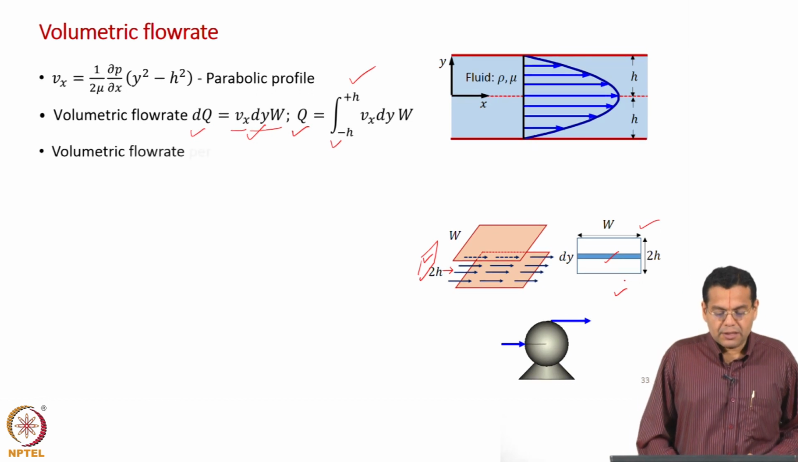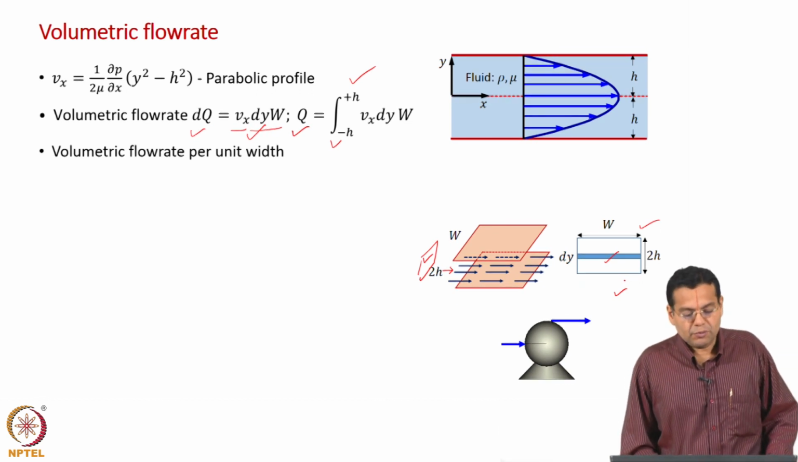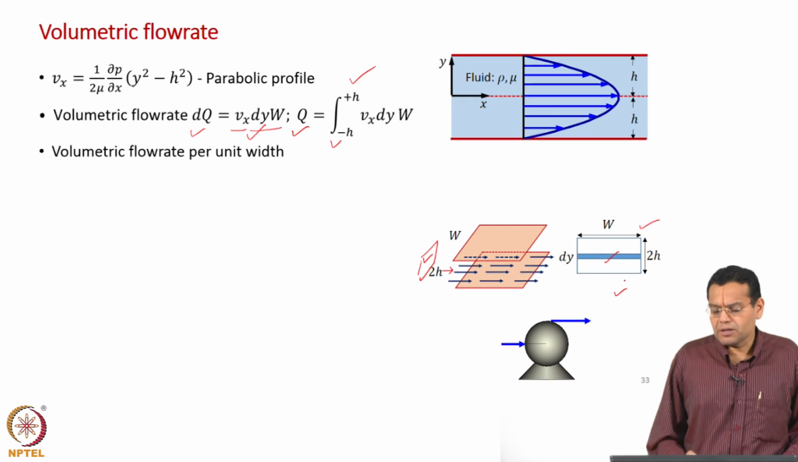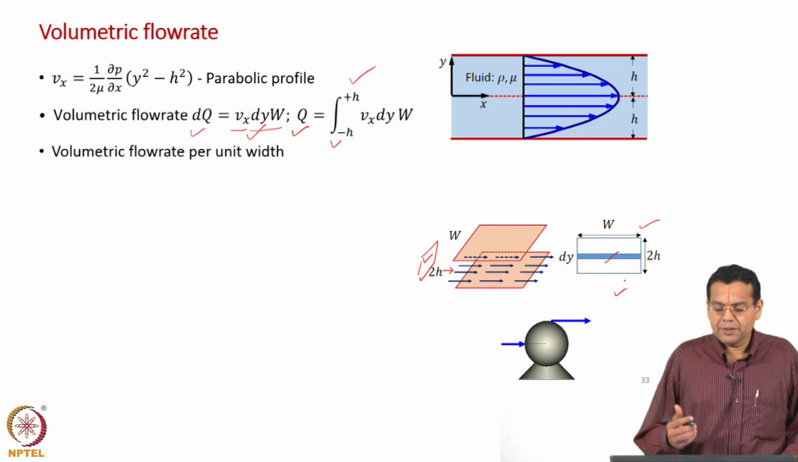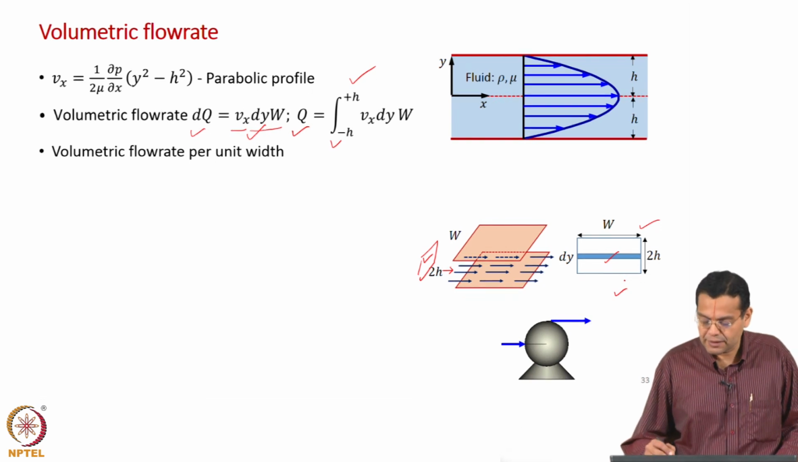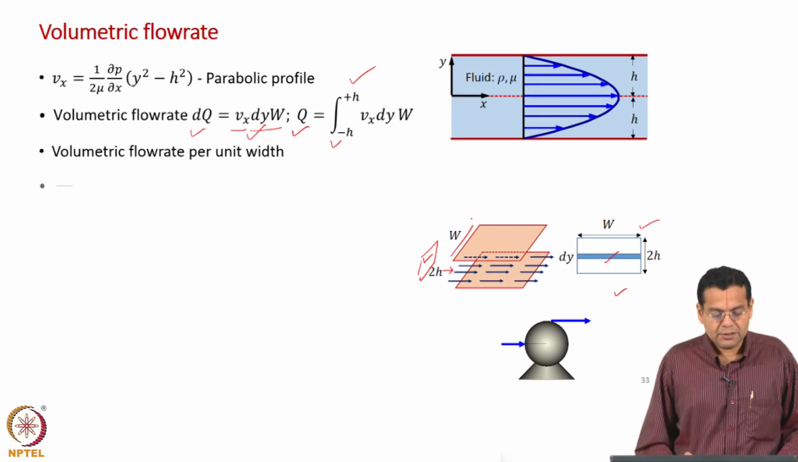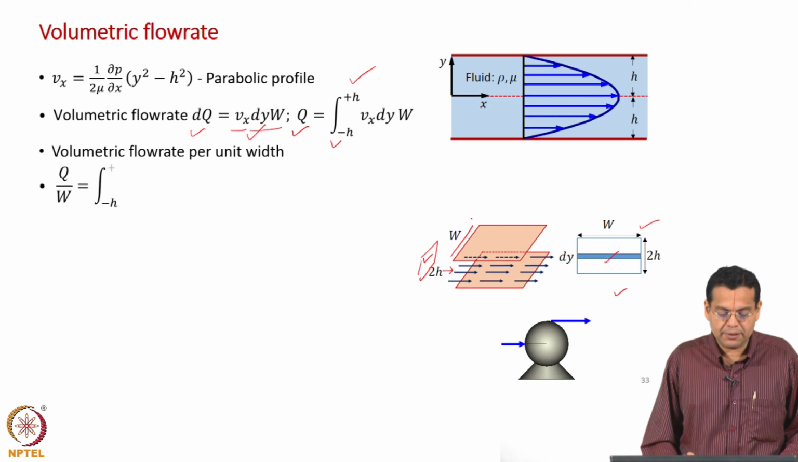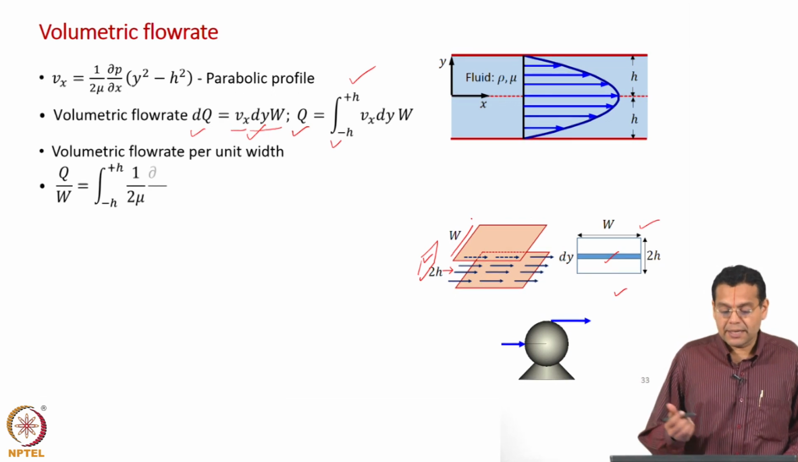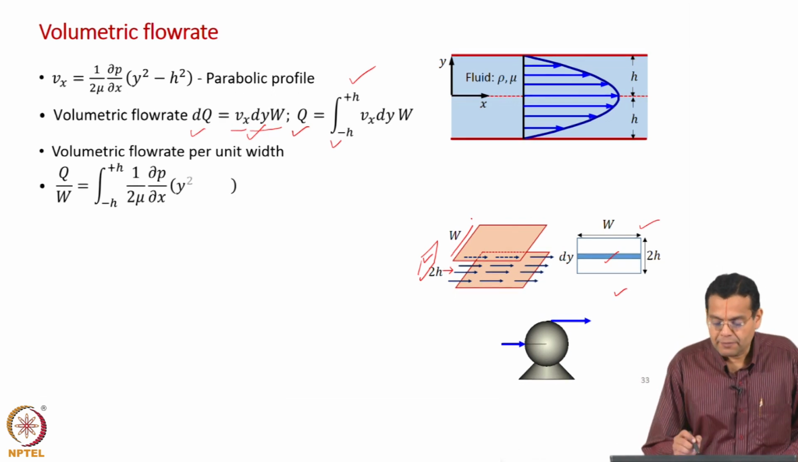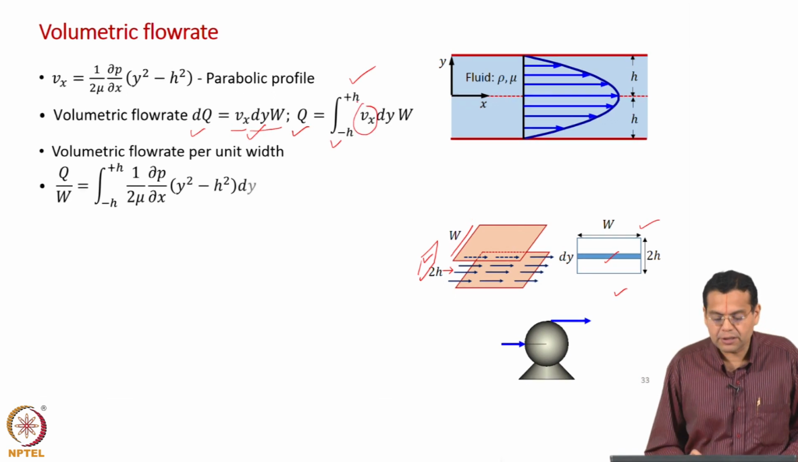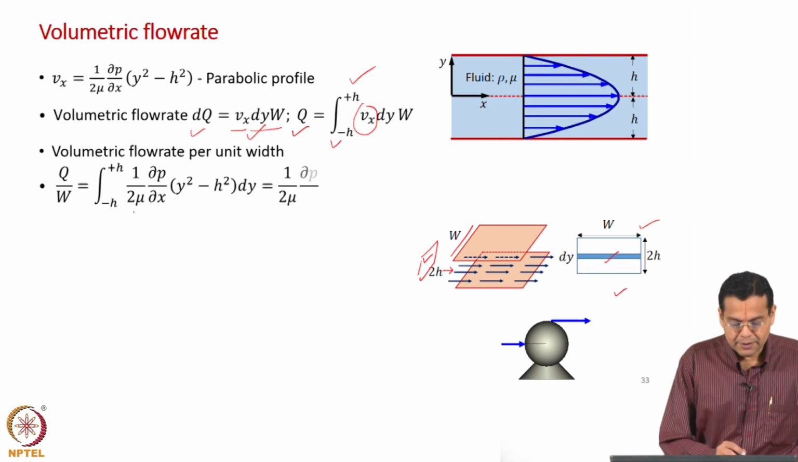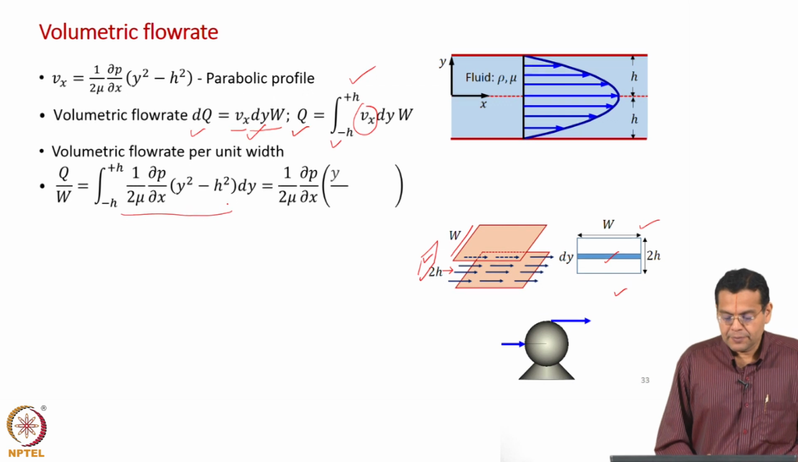Okay. Now, let us evaluate this volumetric flow rate. Just to normalize, what we usually evaluate is q by w, the volumetric flow rate per unit width of the plate, and this is the width of the plate. Okay. So, let us do that. Q by w is equal to the integral from minus h to plus h. We will substitute for Vx the velocity profile which we have determined, and that is what I have shown here, and w has been taken to the left hand side, and then we have dy.